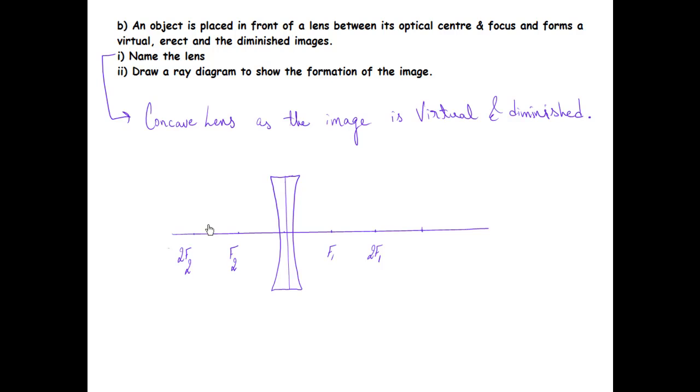And if I have to put an object between F and optic center, this is the optic center out here, O, and suppose I call the object AB, then the ray from the arrowhead of the object, which is parallel to the principal axis, will be forced to diverge in such a way that it appears to be coming from F2.